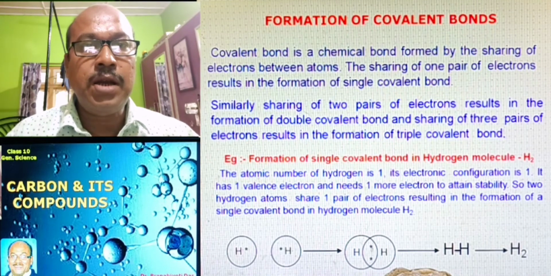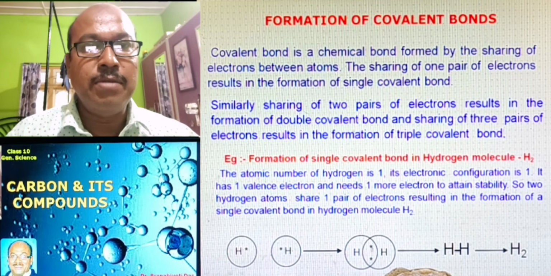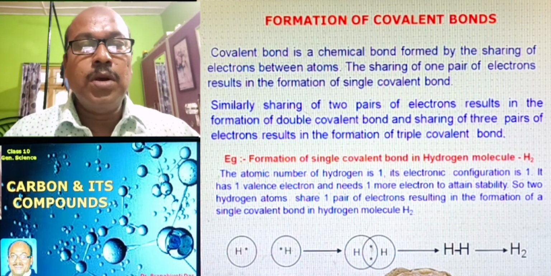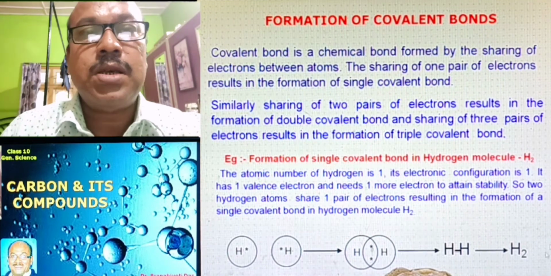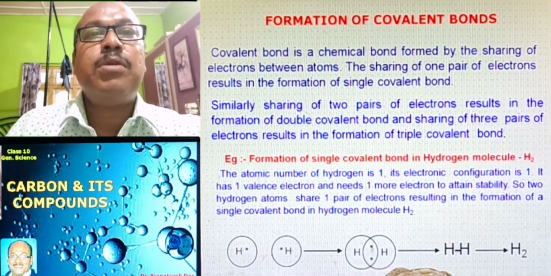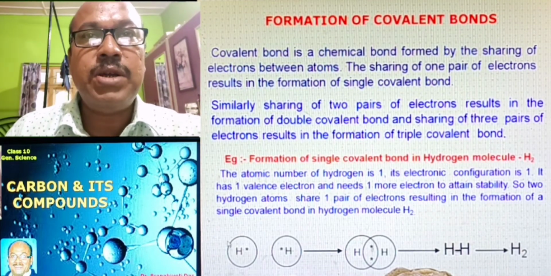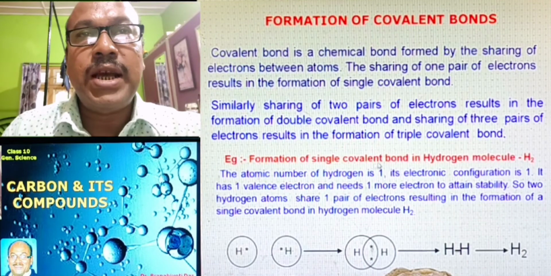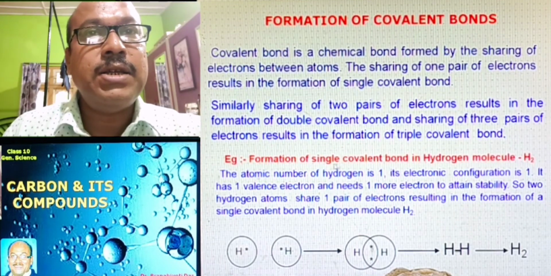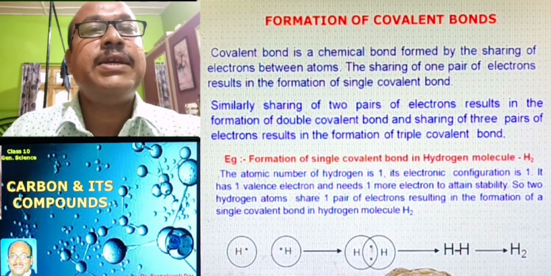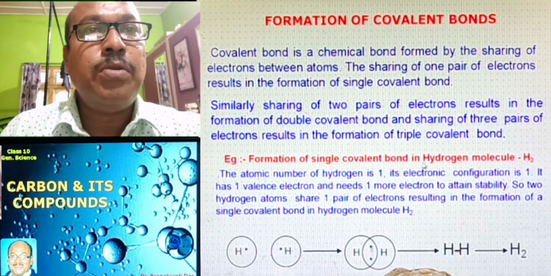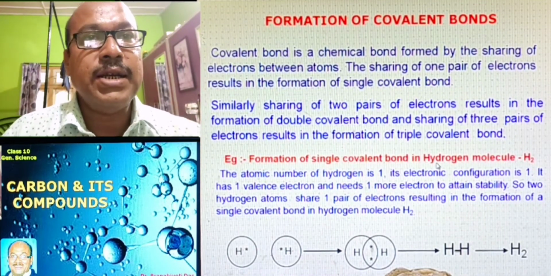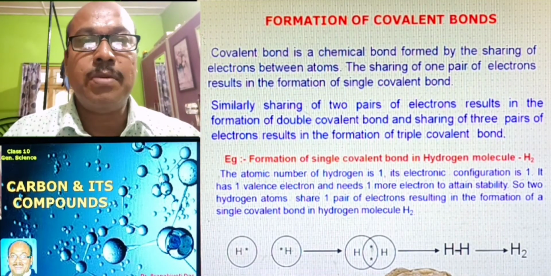And similarly, when three pairs of electrons are shared between the carbon and other element, then there will be a triple bond. We will study all these covalent bonds like single bond, double bond and triple bond, but initially let's start with the formation of single bond. You can see here in the slide, in red ink, we are just writing it. Formation of single covalent bond, and we are taking as an example the formation of hydrogen molecule.